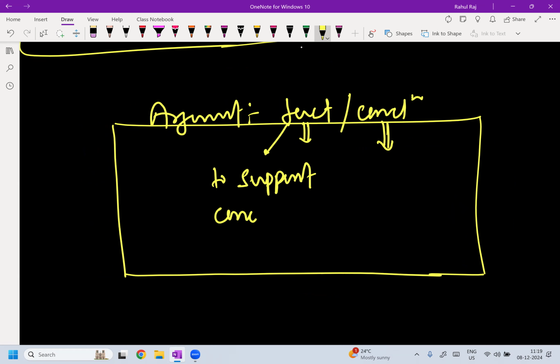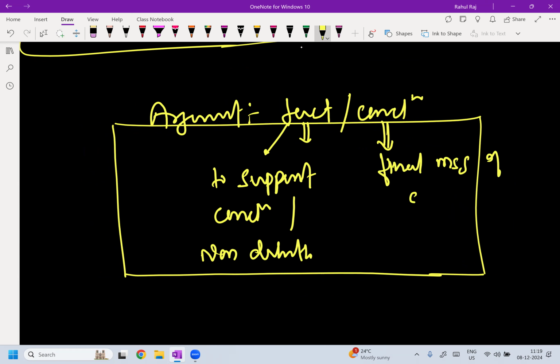Support the conclusion. And you can get to understand one more point: facts are non-debatable. You can't debate on them. What is the conclusion? This is the final say of the author. I won't say final say, the final message of the author, that the author is trying to give you based on the facts he has presented to support his own opinion.